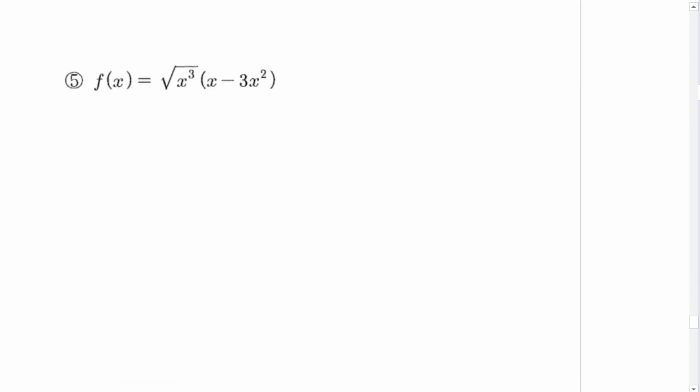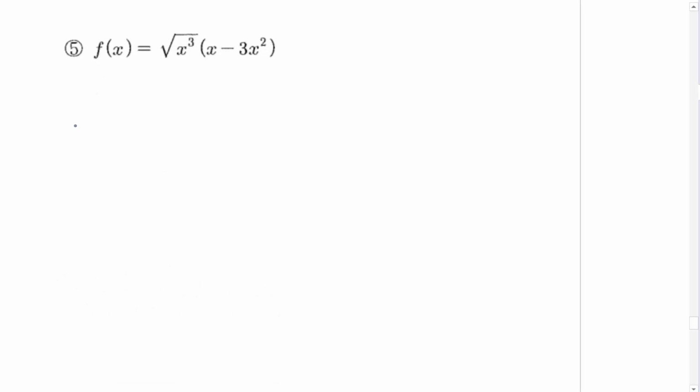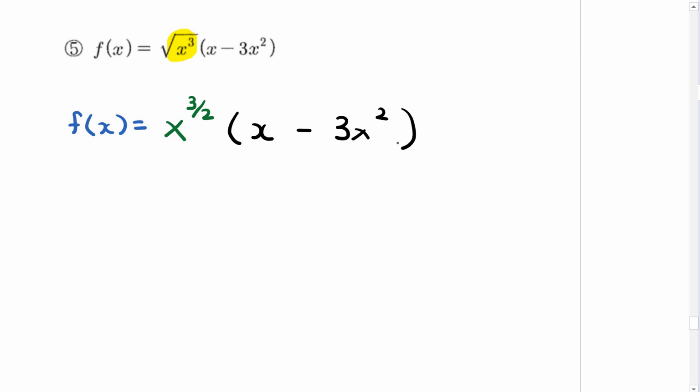Okay, let's take a look at question number 5 here. This will be the last one for this first video here. So f of x equals, this one right here you should write as a power, so that's x to the power of 3 over 2, and then bracket x minus 3x squared. Alright, so now you're going to take this x to the power of 3 over 2, and then you're going to distribute that onto here and there.